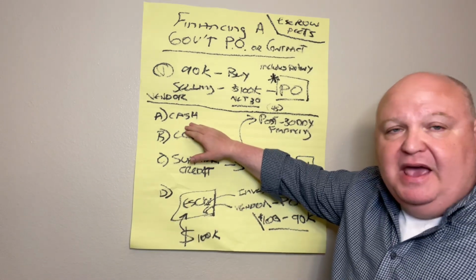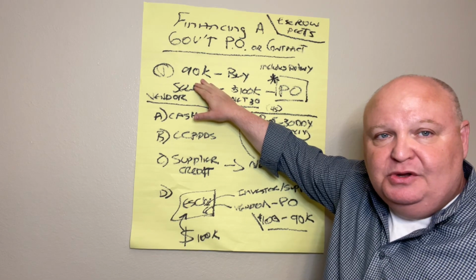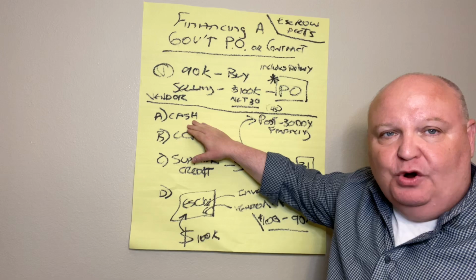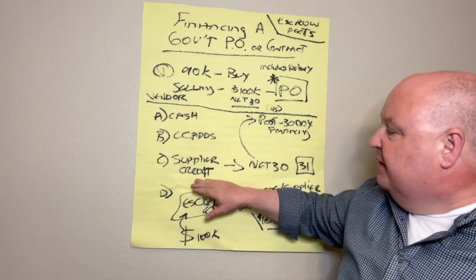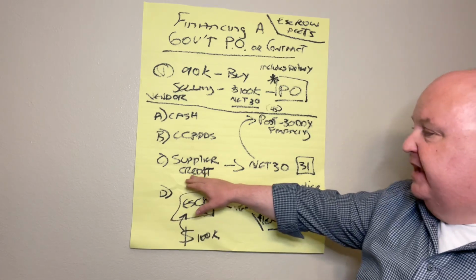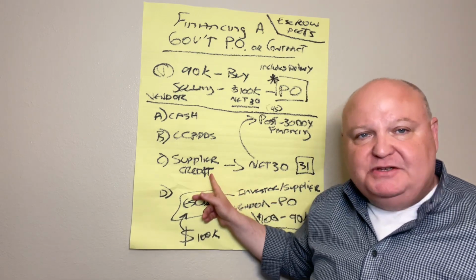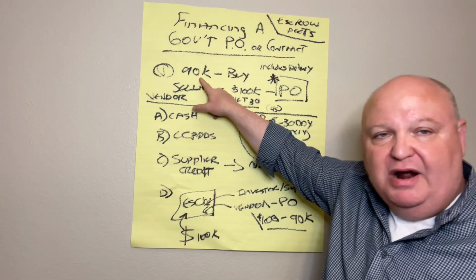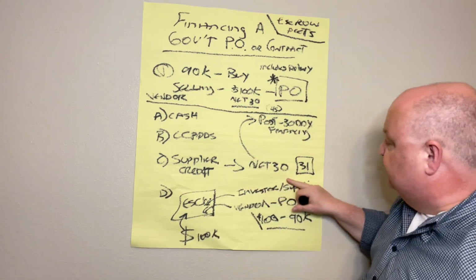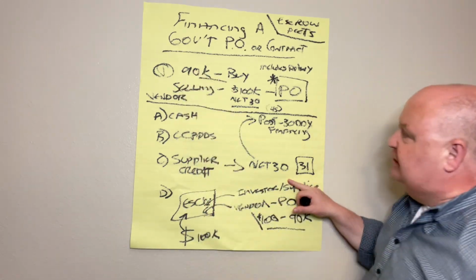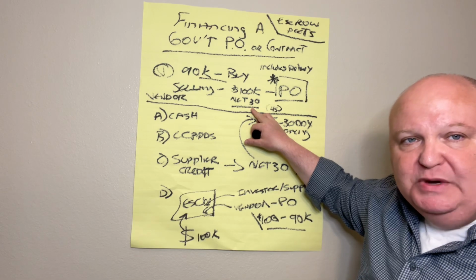Now, you could pay cash, which you're not going to do, because you're not going to spend your $90,000 to lock up your $90,000 for over 30 days. You're not going to use your credit cards because that's high interest. You could use supplier credit. Let's talk about how this works. We have supplier credit from supplier ABC, and we're going to buy the product from them for $90,000 on net 30 terms. We know that most likely the government's going to pay us after 30 days because they pay slow.